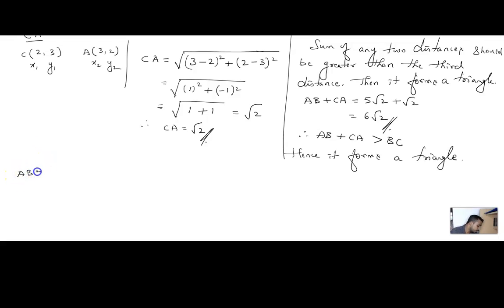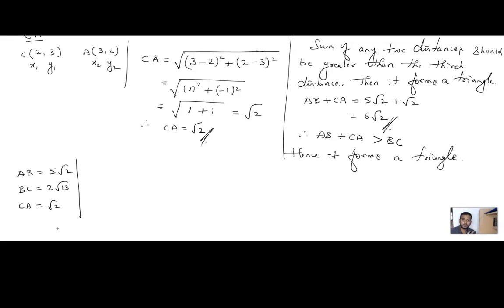What is the distance AB we got? 5 root 2. What is BC we got? BC, that is 2 root 13. What is CA we got? CA is root 2. Correct, children? So the first point is, are all the three distances, all the three sides, equal?